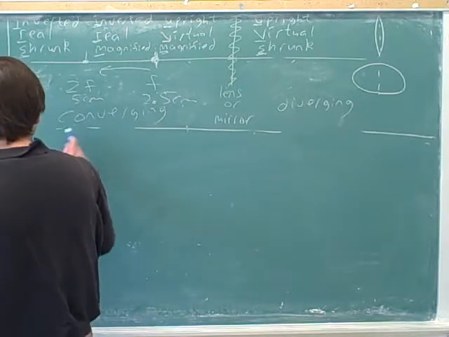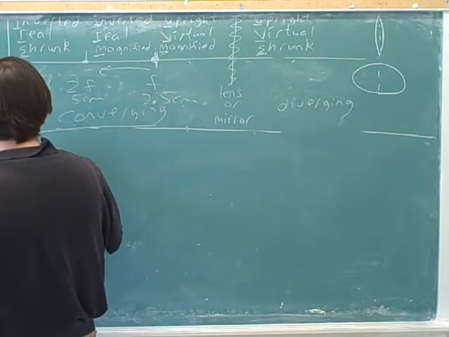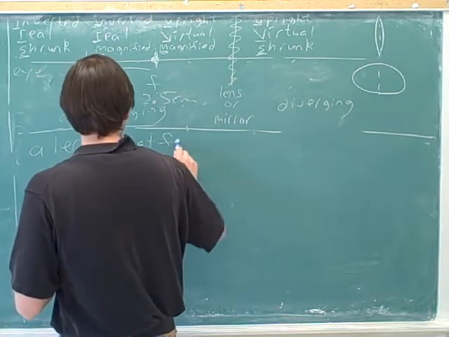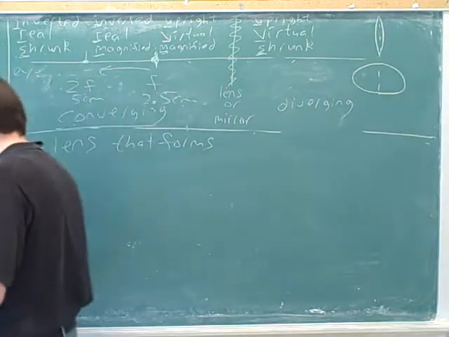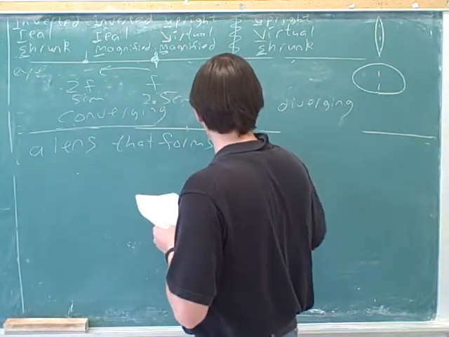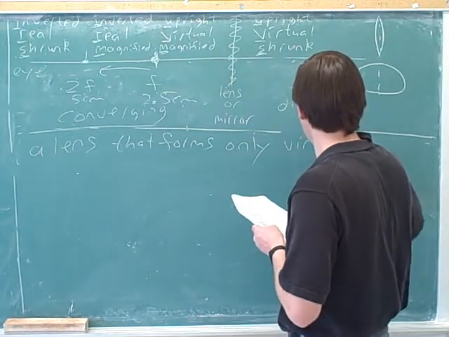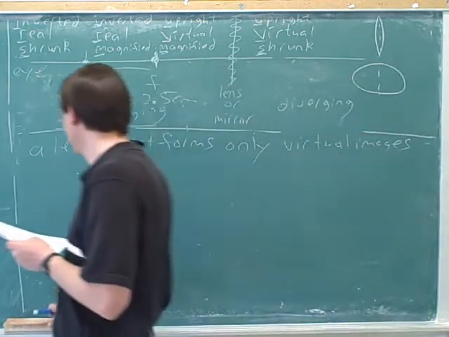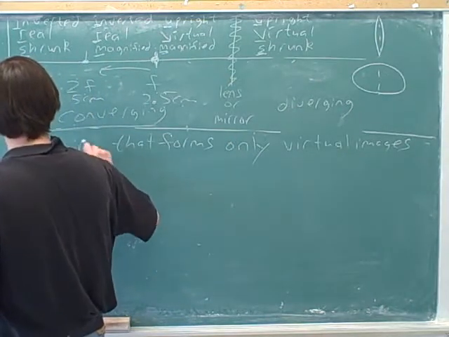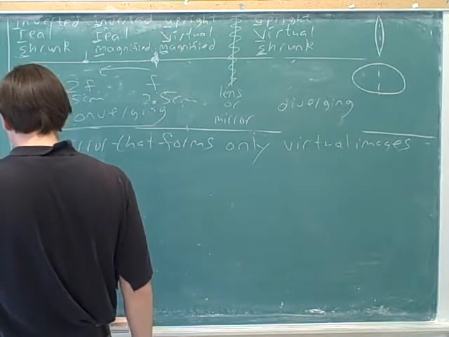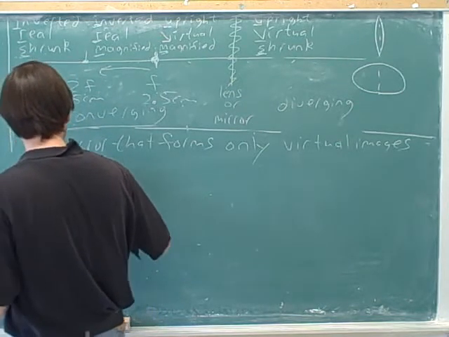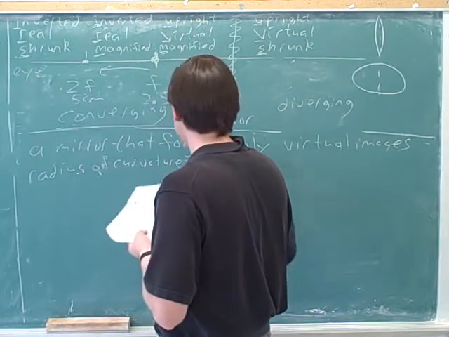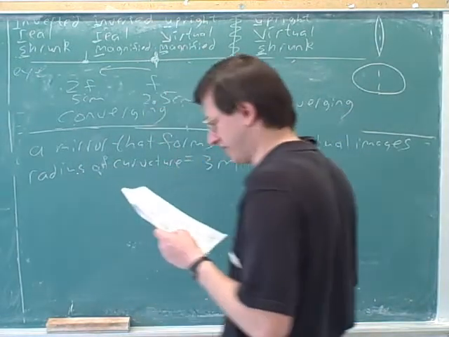So let's say we have a mirror that forms only virtual images. The radius of curvature is 3 meters. I guess that would be a pretty big mirror.